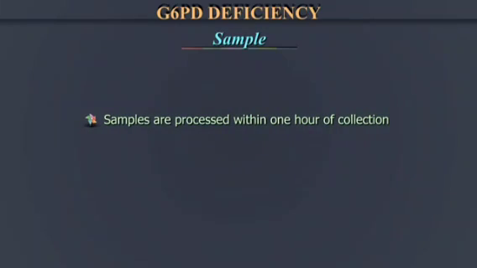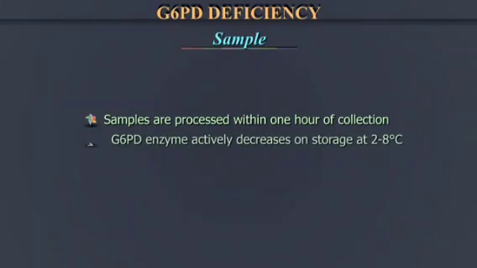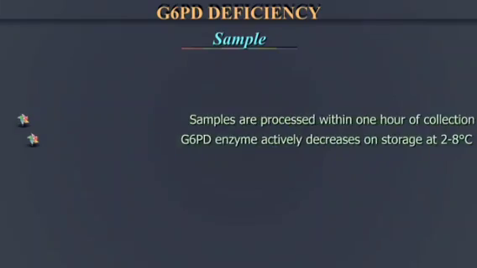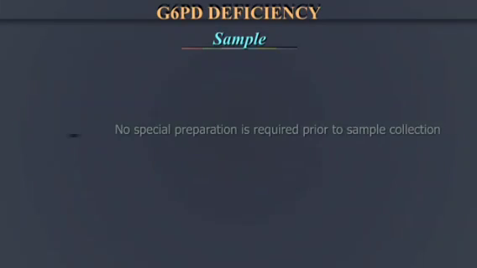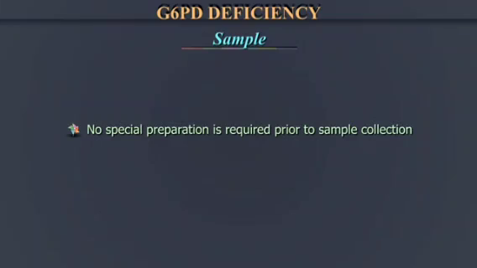The samples must be processed within 1 hour of collection, since the G6PD enzyme activity decreases on storage at 2 to 8 degrees centigrade. Blood samples may be collected in ACD and can be stored up to 7 days at 2 to 8 degrees centigrade before performing this test. No special preparation of the patient is required prior to sample collection by approved techniques.